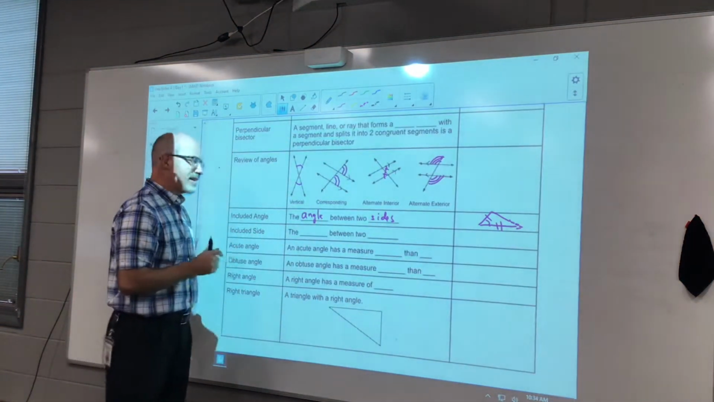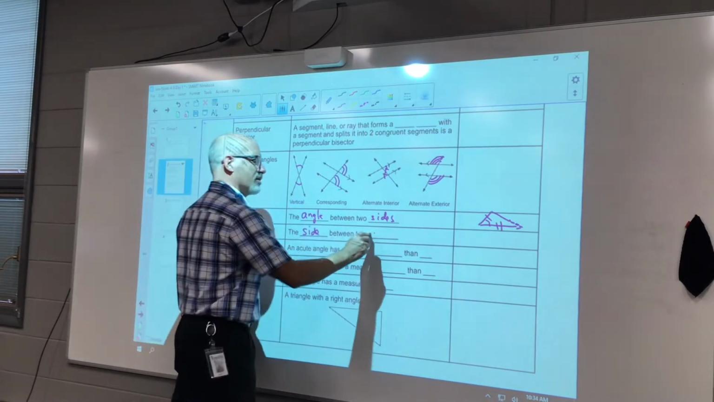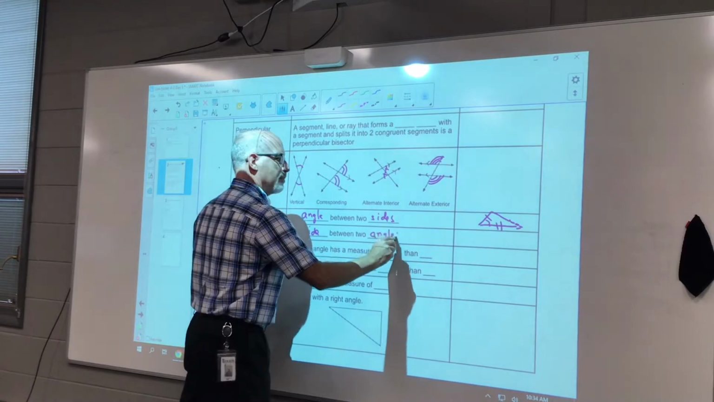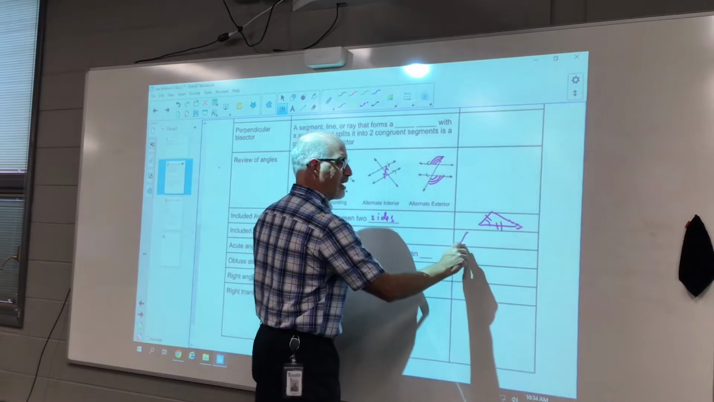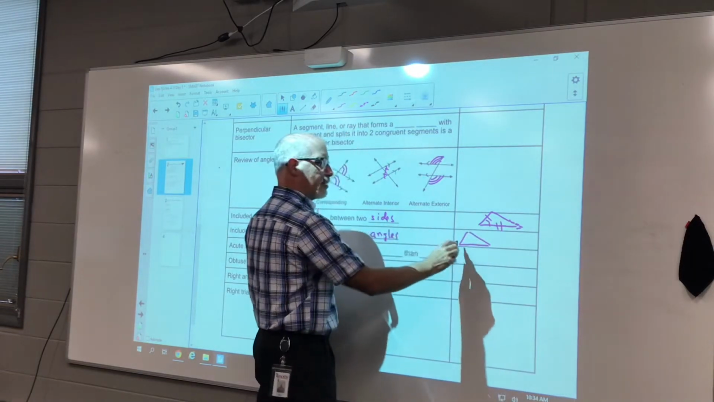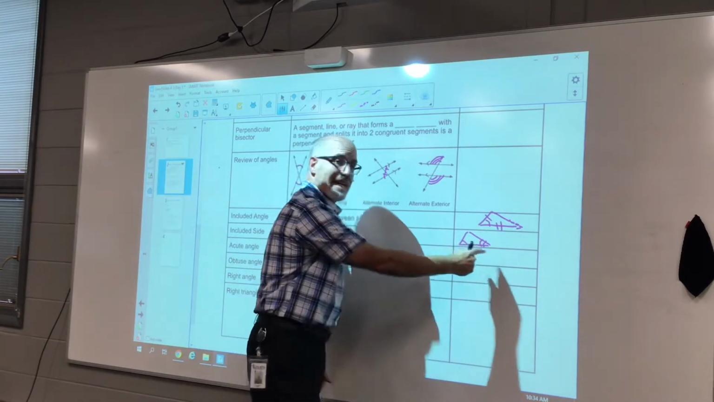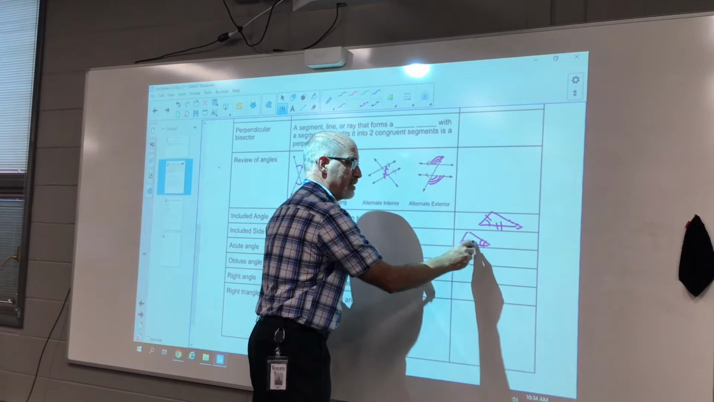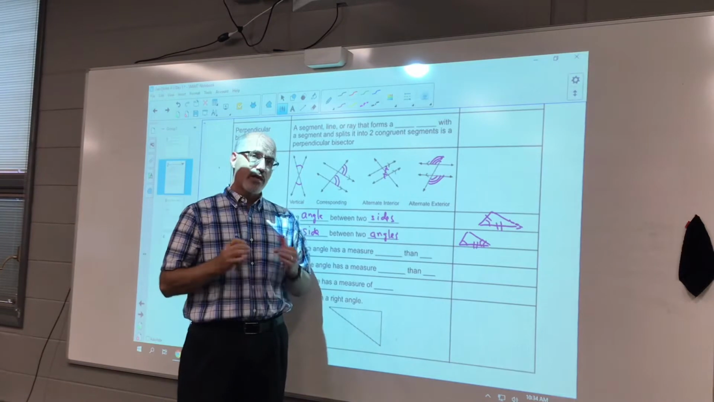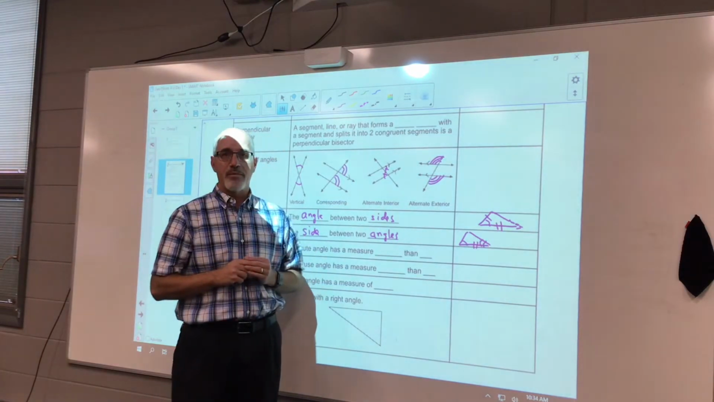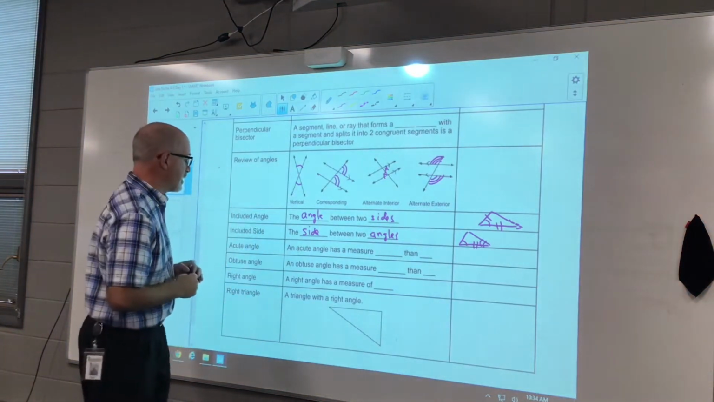So the included side on the other hand, the side between two angles, we'll use soon, not in this lesson, but soon, the side between two angles, if I've got my triangle, if I've got two angles like this angle and this angle, then this side connects those two angles. So this would be the included side, the side between the two angles. We're going to talk about included angles and included sides quite a bit with congruent triangles, so you need to get used to being able to find out which one it is.